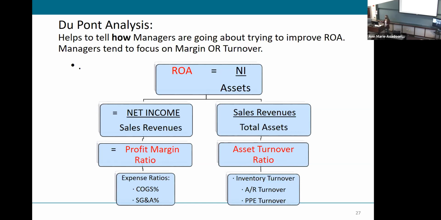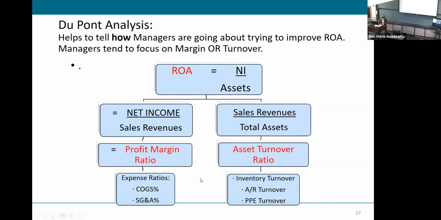So that's what I'd be looking for if I'm trying to figure out or increase my profit margin, getting more of my sales dollars into net income by controlling my expenses better. Or if I'm looking at asset turnover, remember you're trying to streamline your assets. You want that denominator to be lower.